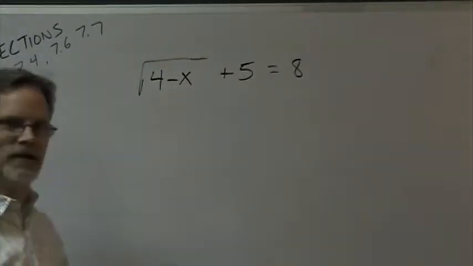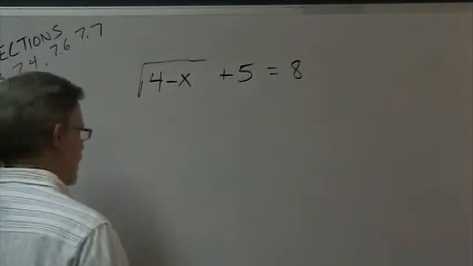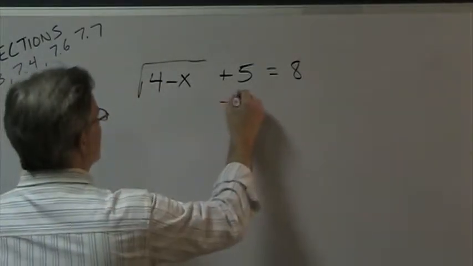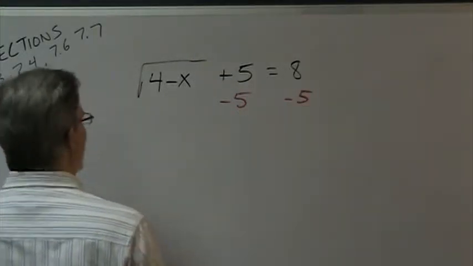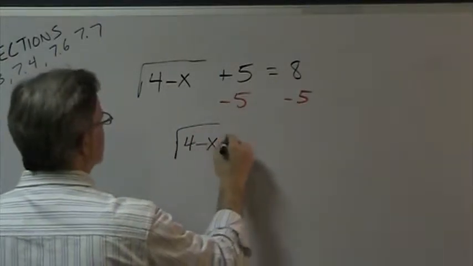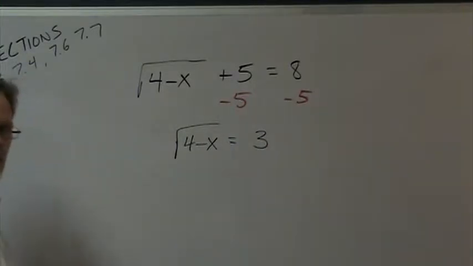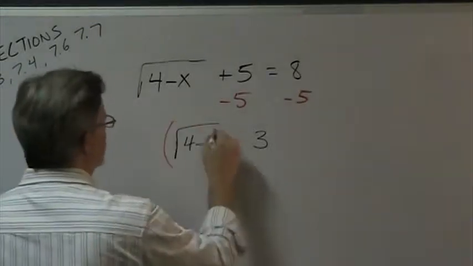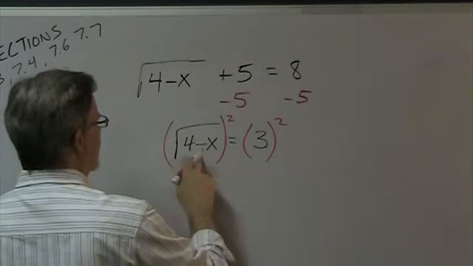The first thing we want to do is isolate the radical on one side of the equal sign. So the first thing we need to do is to subtract a -5 from both sides. Doing that, then you have the square root of 4 minus x is equal to 3. Okay? Now, we want to get rid of the radical, and we know that one way we can do that is by squaring both sides.